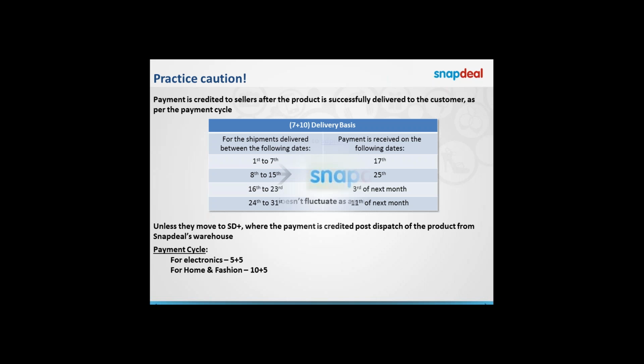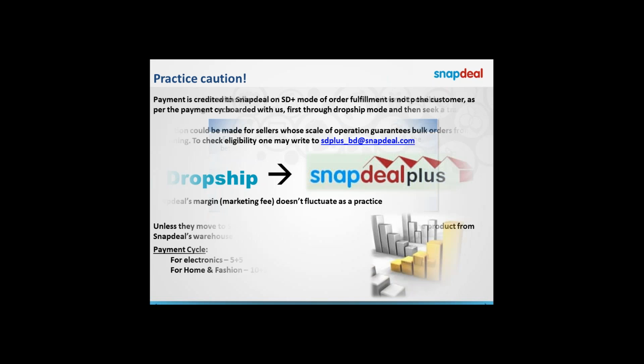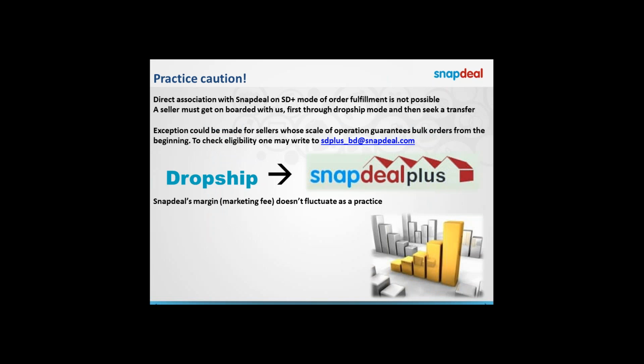Also, practice caution that direct association with Snapdeal on the Snapdeal Plus mode of order fulfillment is not possible. A seller must get onboarded with us on dropship, which is a regular one, and then seek a transfer. Exception could be made for sellers whose scale of operation guarantees bulk orders from the beginning. To check eligibility, one may write to the email ID given on your screen.